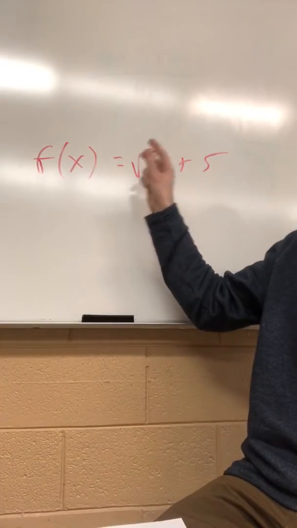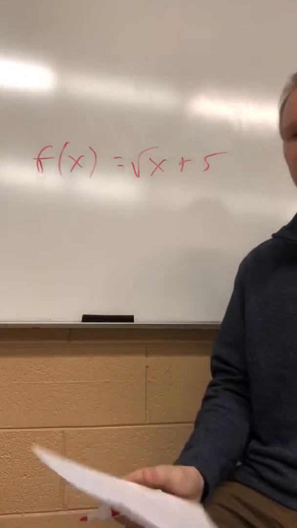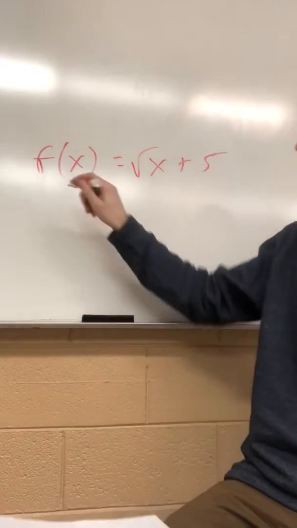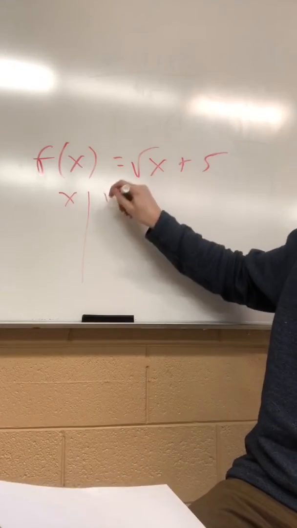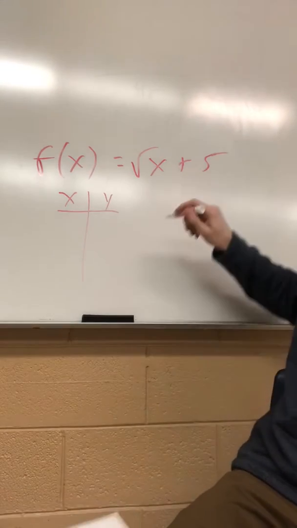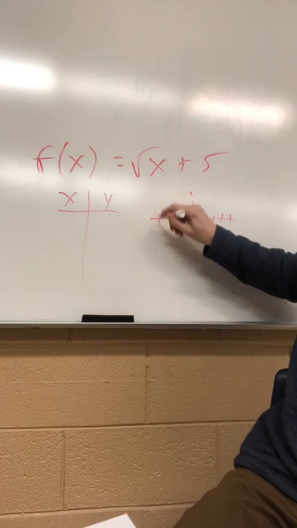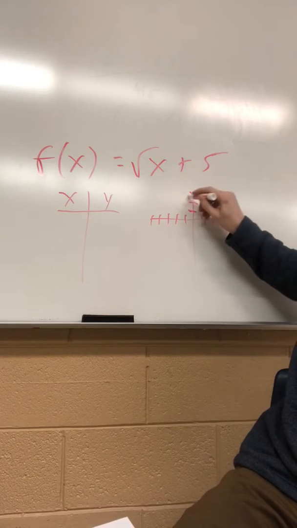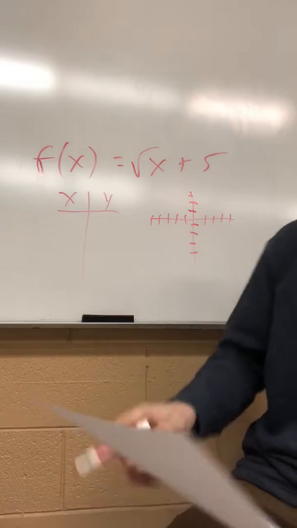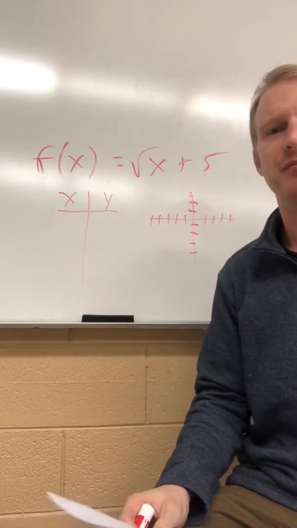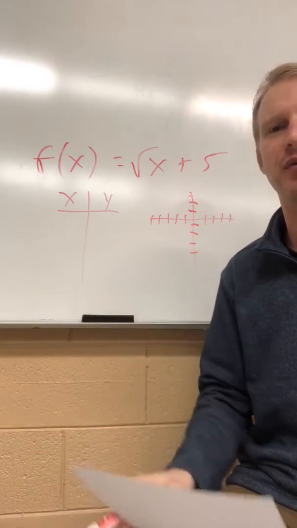f of x is equal to the square root of x plus 5. And what we're going to do here is create a table of values, and then we're going to graph it. We're going to do our best to sketch the graph. It's not going to be perfect, but we'll do our best to graph the points and see what we have.